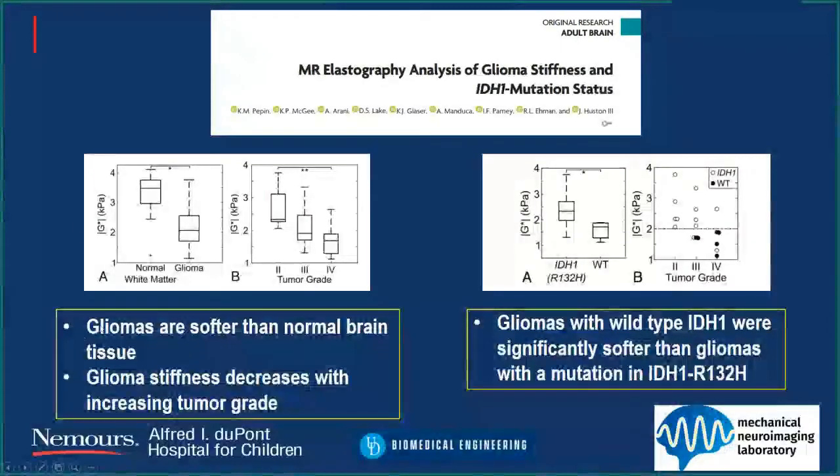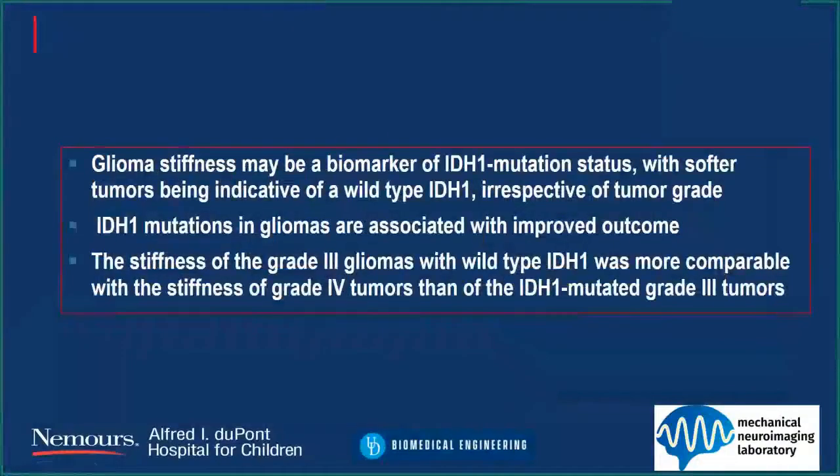On MR elastography, what they found was that gliomas were softer than normal brain tissue, and glioma stiffness decreases with increasing tumor grade. When they compared the cohorts of wild type versus IDH1 mutants, they found that wild type IDH1 tumors were significantly softer than mutants. Their conclusion was that glioma stiffness may be a biomarker of IDH1 mutation status, the underlying genetic abnormality, with softer tumor being indicative of wild type IDH1.